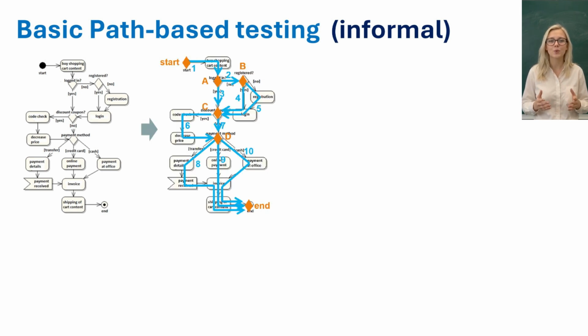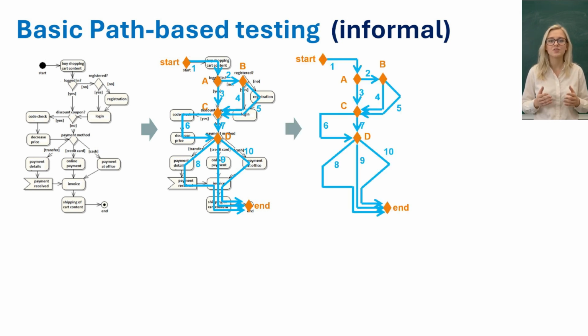Let's do it following the way which is used in the TMAP next, a popular testing methodology in the software industry. We replace decision points with graph nodes and name them by letters. Then, we replace sequences of actions without decision or fork by corresponding graph edges, and we number them. So, we have a more compact directed graph, and all the important elements are named in a much simpler way.